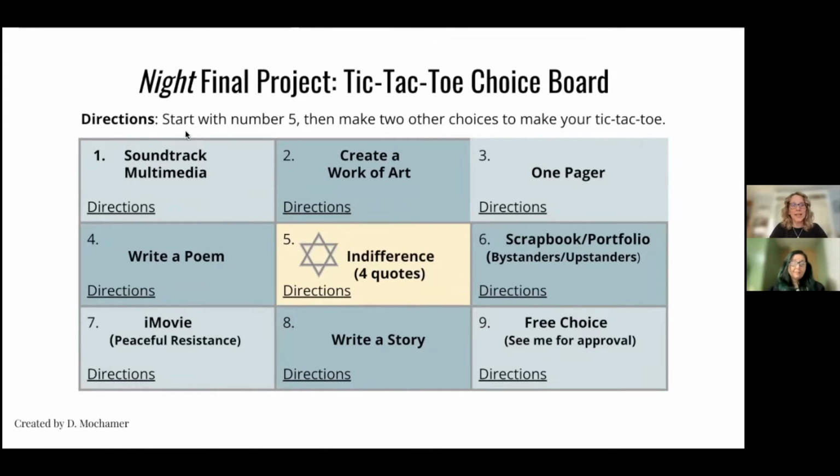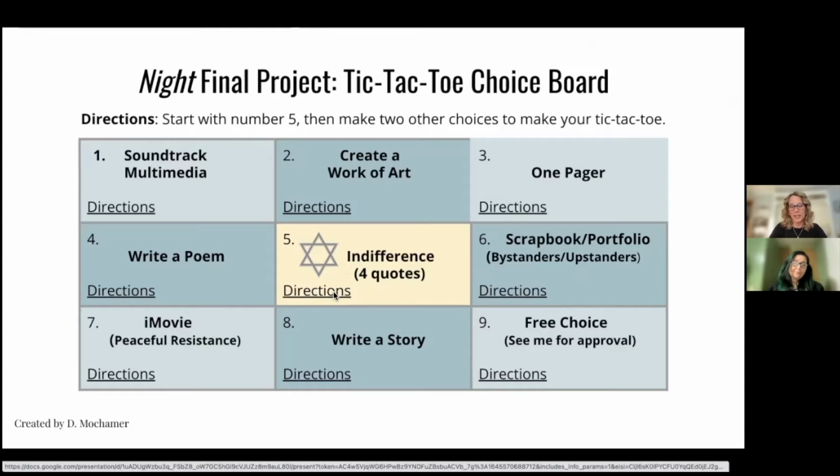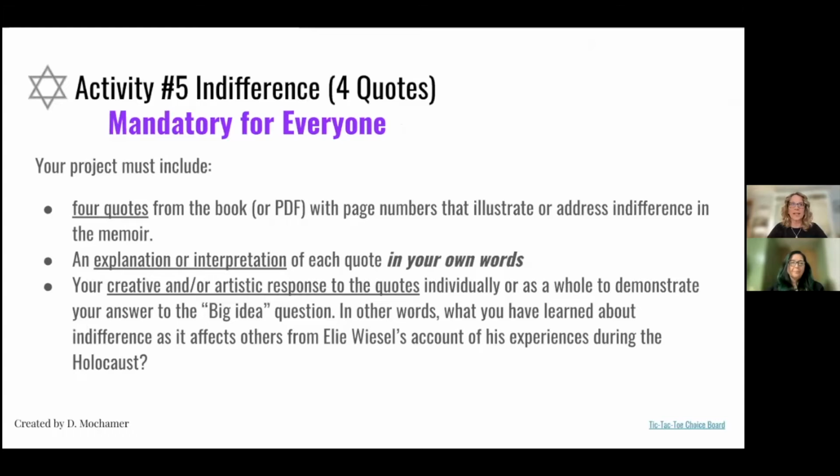So my directions say start with number 5. I'm going to click on that one and you can see that it has directions, and that's actually a link to a different slide in the slideshow. If we click on it, it takes us to activity 5, indifference. It's mandatory for everyone and it explains to them what they need to do for that slide.